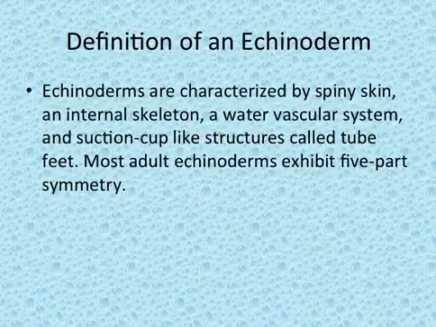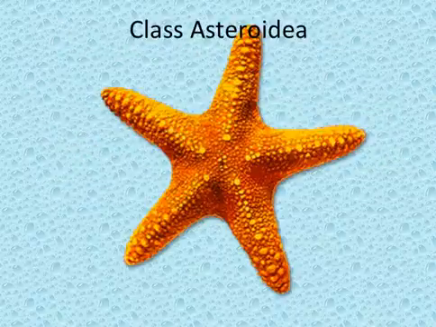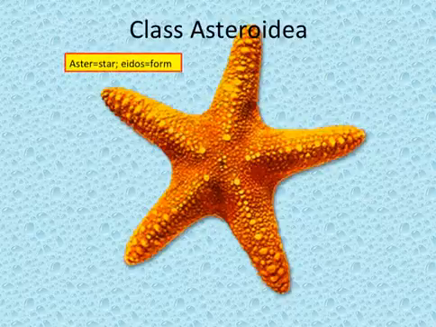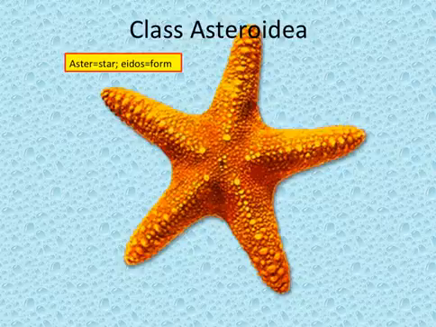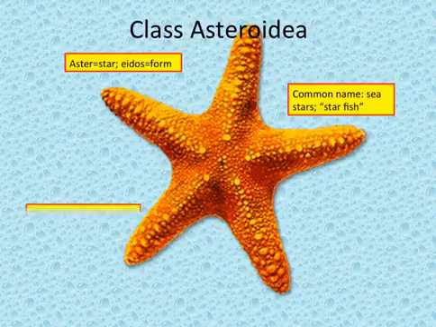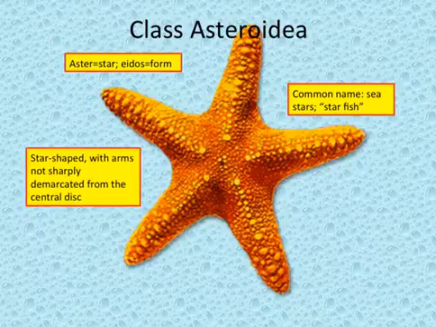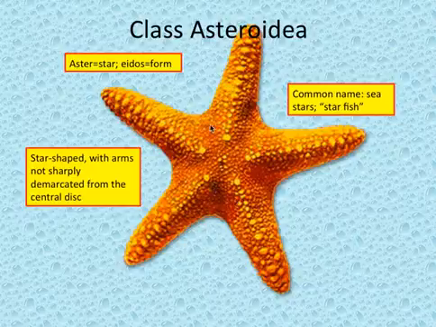They may look different, and they may use these characteristics in different ways, but they have them all, and that's why they are in phylum Echinodermata. Our first class is class Asteroidea. Aster means star, eidos means form, so their name literally means in the form of a star. The common name for these organisms are sea stars or starfish, and their main defining characteristic is that they are star-shaped, with arms not sharply demarcated from the central disk. That just means that you have a hard time telling where their central disk ends and where their arms begin. That will become more apparent in the next class.